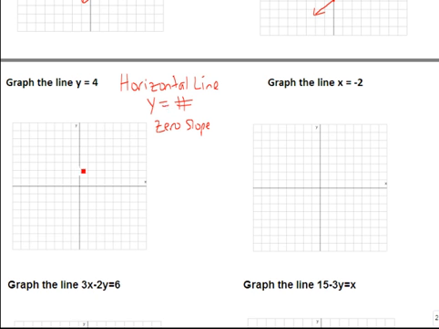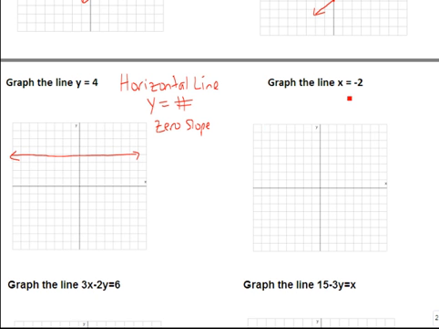So you go up to 4 on your y-axis, and you just draw a horizontal line at a height of 4. And that's it. You don't need intercepts, you don't need slopes, you just recognize that it's a horizontal line.